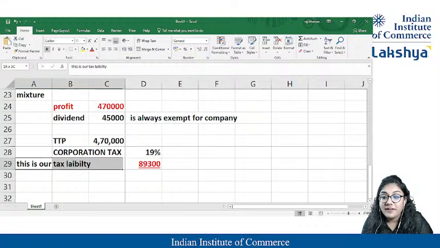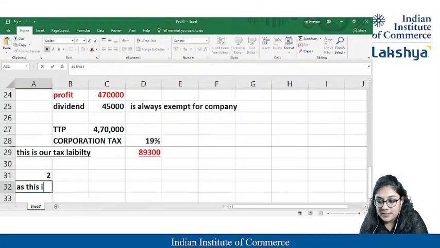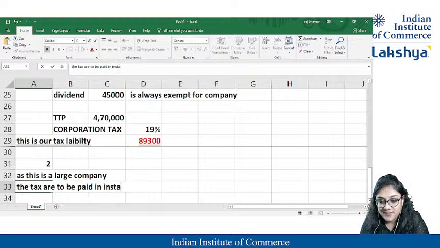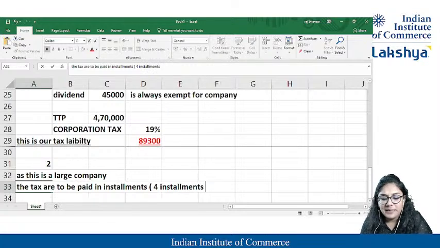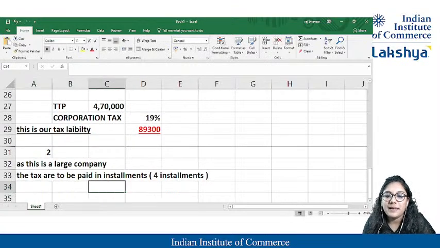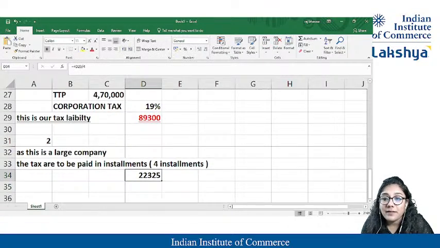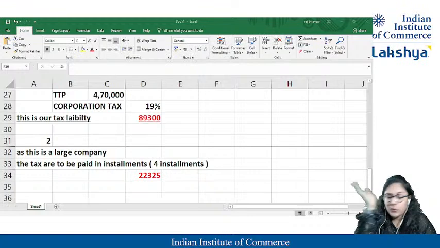But we know that this is a large company. As this is a large company, the taxes are to be paid in installments. There are basically 4 installments, isn't it? Can you tell me what will be my liability in 4 installments? Simple, divided by 4. So every year, am I supposed to pay this much tax? Yes, these will be the company's 4 quarterly installments.